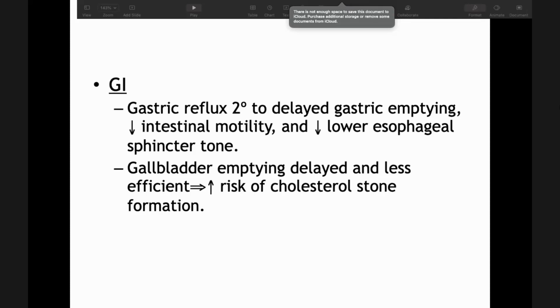With all these features, if their food habit is also not good, then they will start to have gastroesophageal reflux disease. They are prone to get that. And because of the gallbladder also, the risk of cholesterol stone formation is high. So those are the GI features, and they get constipation easily, because of the lower tone, less motility and lower tone of the sphincters.